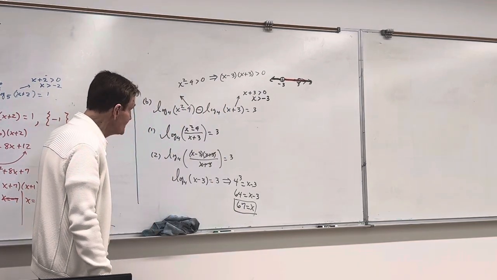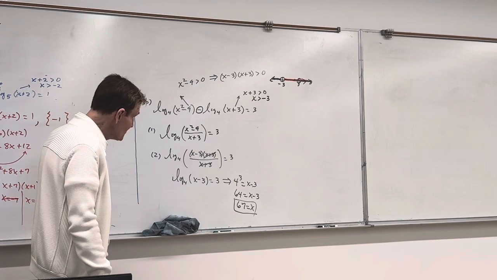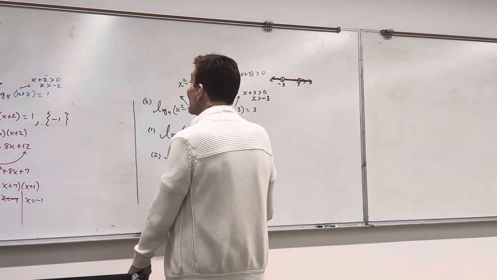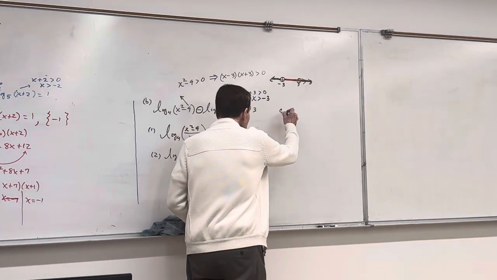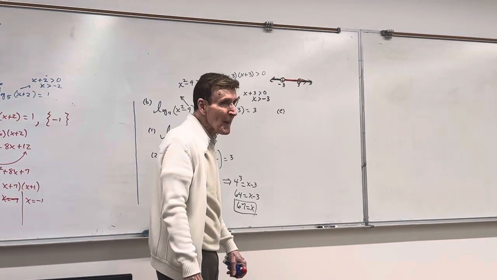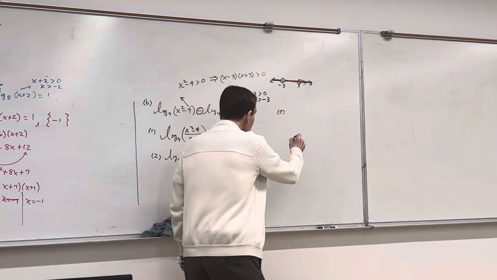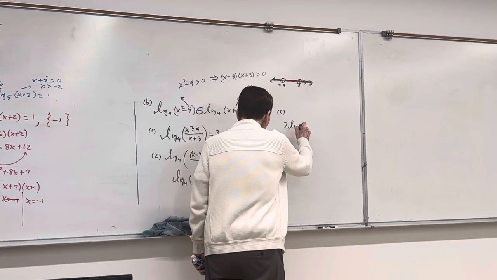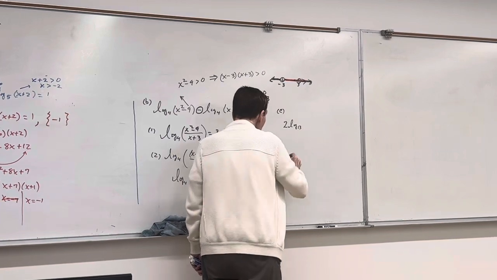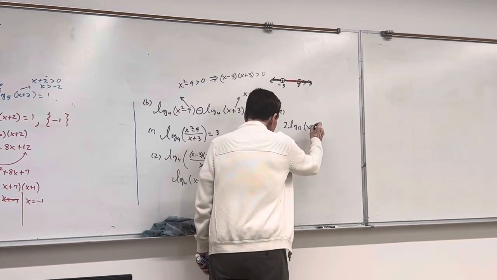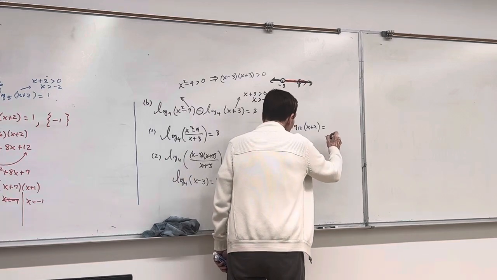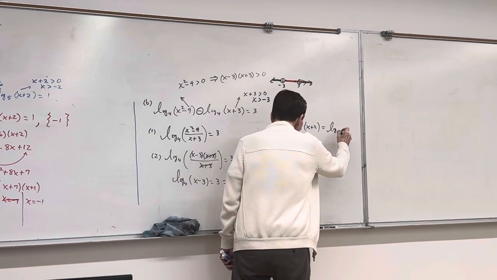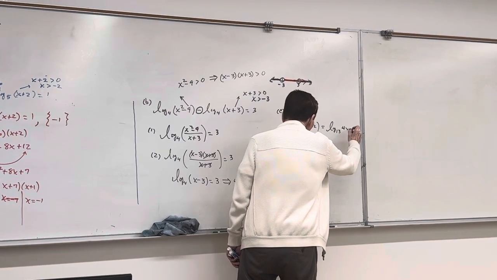Whoa. Shane? Class? Is there another one there to solve? There is. Let's try one more. Okay, 2 log base 13 of x plus 2 is equal to log base 13 of 4x plus 7.